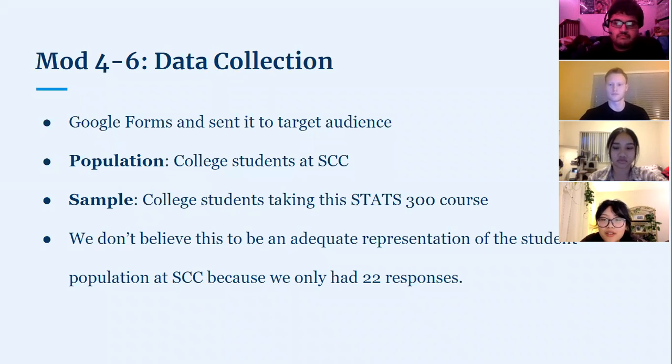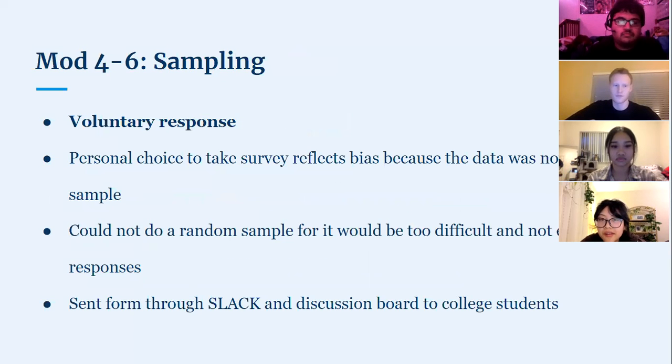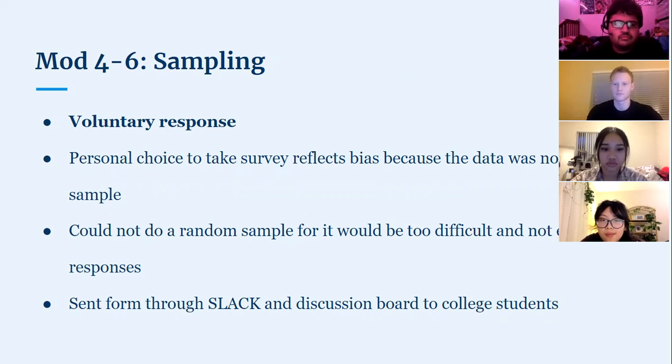We don't believe this to be an accurate representation of the student population at SCC because we only had 22 responses, which isn't enough data for the entire population. Furthermore, our study was voluntary, so students had the choice to take or not to take our survey. Personal choice to take our survey reflects bias because data was not a random sample. We couldn't do a random sample because it would be too difficult and we wouldn't get enough responses. We also sent our survey through Slack and the discussion board to college students in this class.